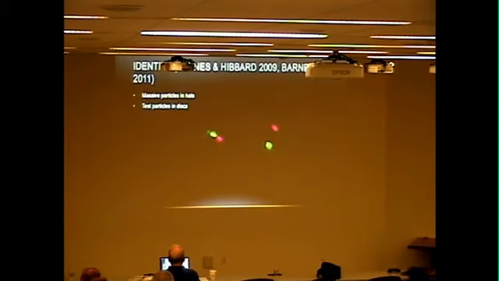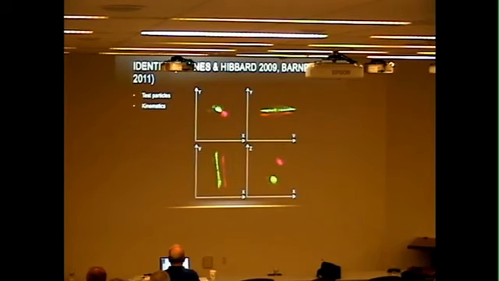So the tool that we are using is called Identikit. It's software for modeling and matching galaxy mergers. It's been developed by Josh Barnes and John Hibbard, with a newer version by Josh Barnes in 2011. It combines test particle and self-consistency techniques to be able to go over the parameter space in a relatively short amount of time. It provides us with the kinematics of the data.